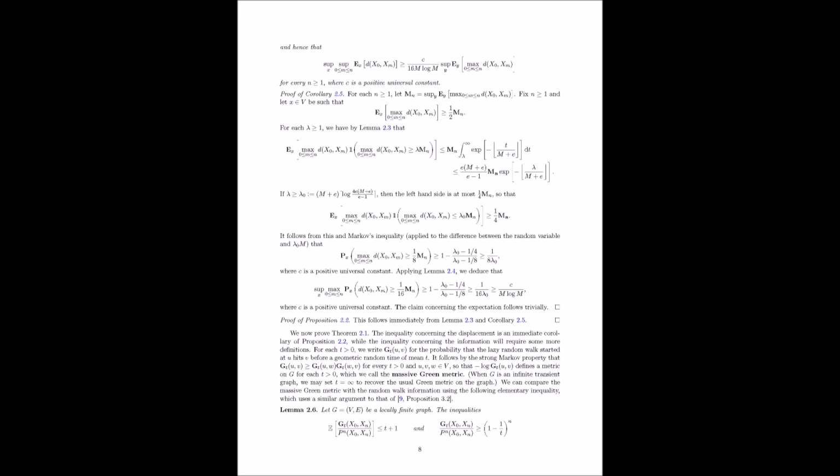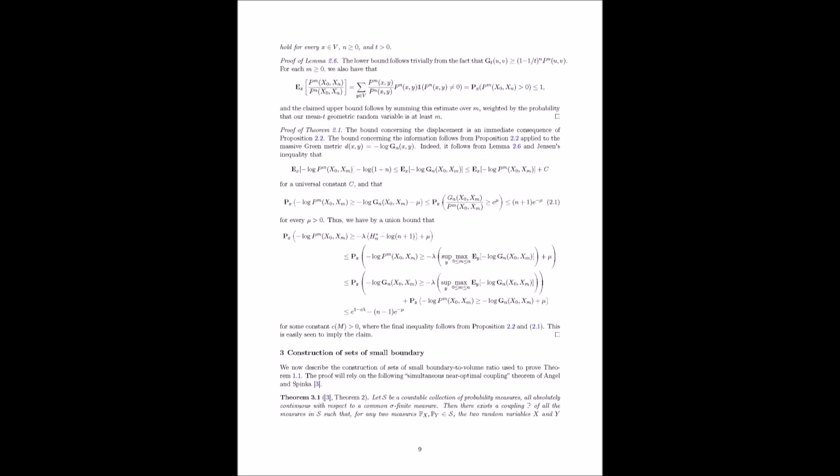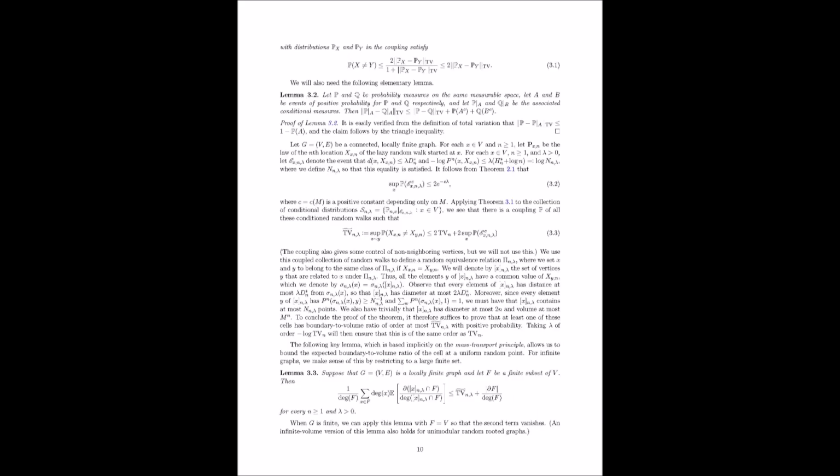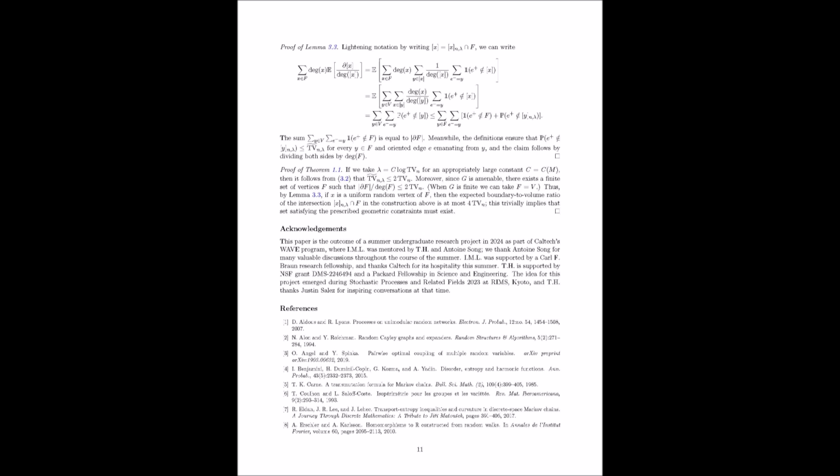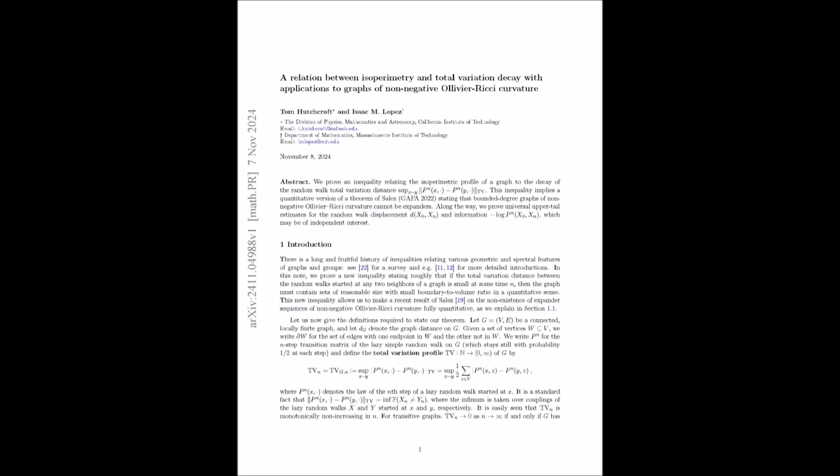Exactly. To prove the bound on this information, the authors introduce a special metric called the massive Green metric. Massive Green metric. Sounds intriguing. What is that exactly? It's another way to measure distance on the graph, but instead of simply counting edges, it incorporates the probabilities of the random walk transitioning between those vertices within a certain time frame. So it's not just about how many steps it takes to get from point A to point B. It's also about how likely the random walk is to actually take that path within a given number of steps.